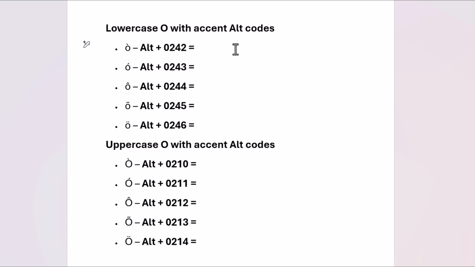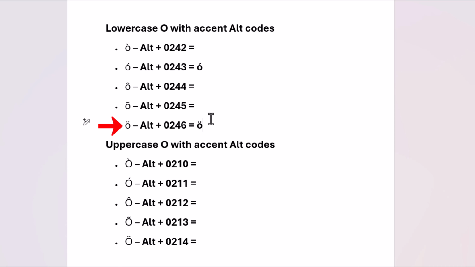First, make sure Num Lock is turned on. Click where you want the letter, hold down the Alt key, and type a 4-digit code on the number pad. For example, to type O with an acute accent, hold Alt and type 0243, then release Alt. To type O with an umlaut, hold Alt and type 0246, then release the Alt key.